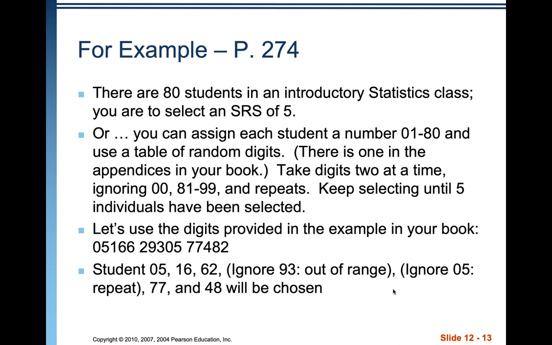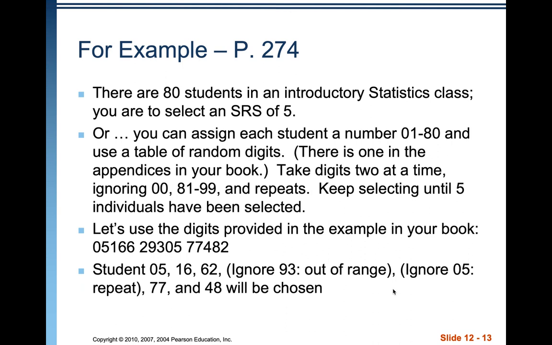If we had 100 students in the class or 300 students in the class, we would have to have 3 digits because the largest number that would be assigned to a student is a 3-digit number. But we're doing 2-digit numbers. We're going to ignore 00 and anything from 81 to 99 because they don't represent a student. And we're going to ignore repeats. And we're going to keep selecting until 5 individuals have been selected.